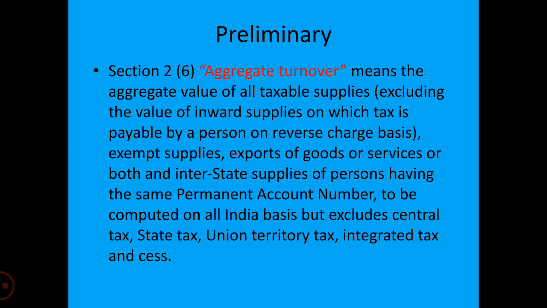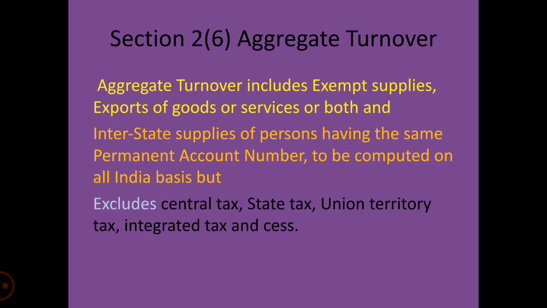But this aggregate turnover amount should never include the central tax, that is CGST, the state tax SGST, Union Territory tax UTGST, integrated tax IGST, and cess. Aggregate turnover shall never include tax. It would include exempt supplies, export of goods or services, and interstate supplies of persons having the same PAN. This interstate supply of persons having the same PAN should be calculated on an all India basis, and this amount excludes the central tax, state tax, union territory tax, integrated tax, and cess.